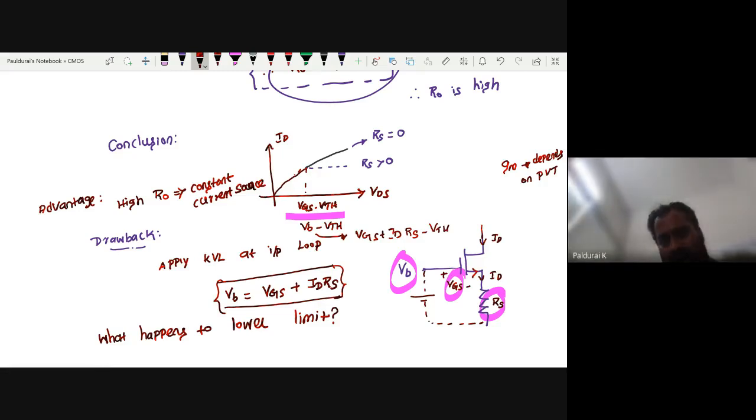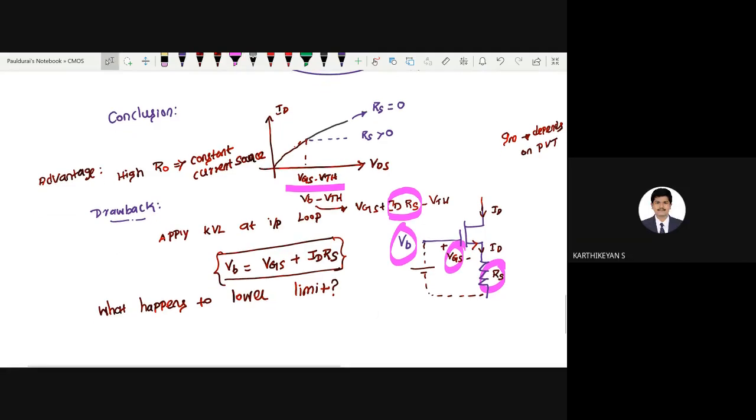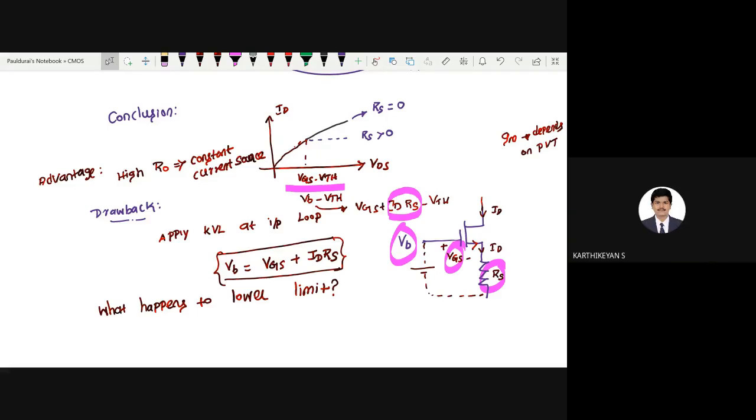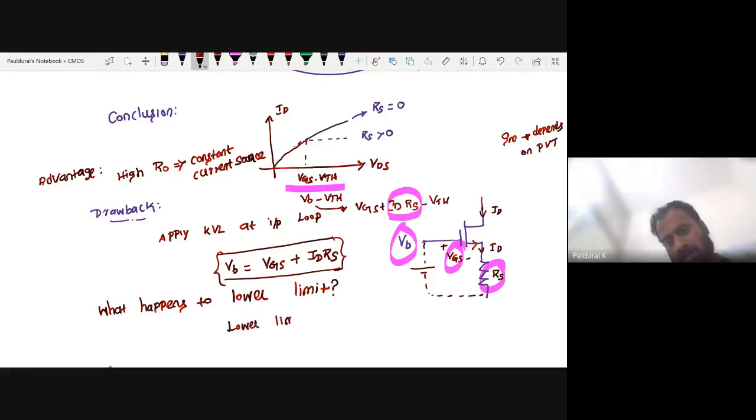By connecting RS here, the voltage drop across RS is added to this VGS, correct? So the lower limit increases or decreases? Increases. Moving towards left or right? Right. So the lower limit is moving towards the right.